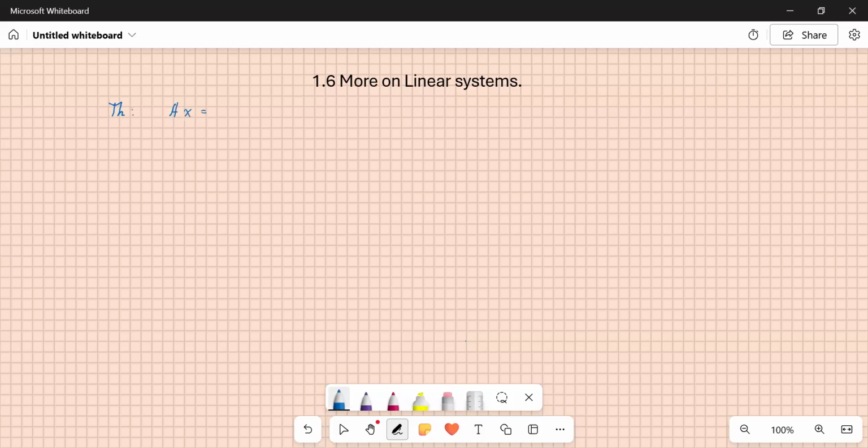AX equals B has two solutions, then it has infinitely many solutions.